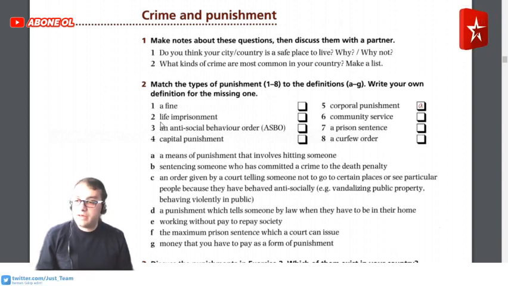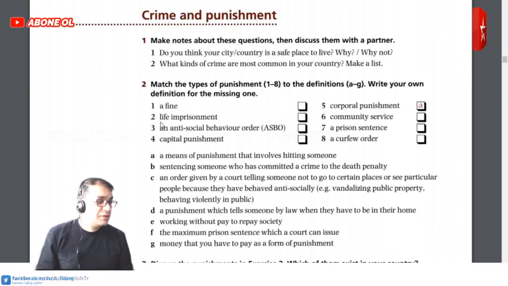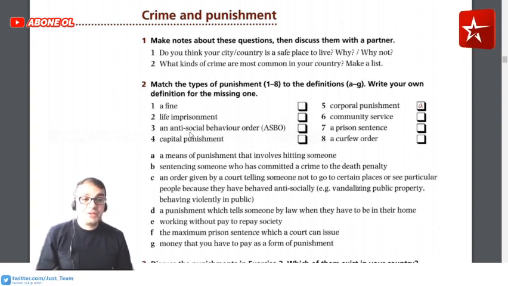I see some answers actually, because I broadcast in two channels here and other channels at the same time, so I can see the answers. Life imprisonment is F, a maximum prison sentence which a court can issue, a life. Okay, an antisocial behavior order, or ASBO. What do you think? What does that cover?